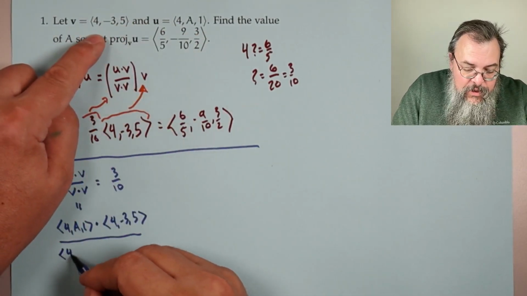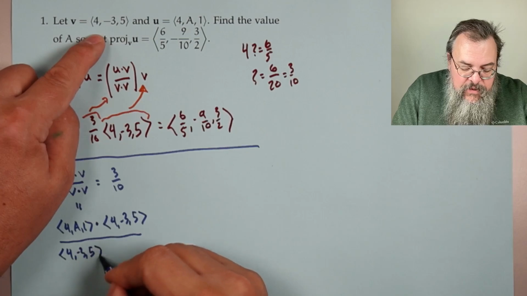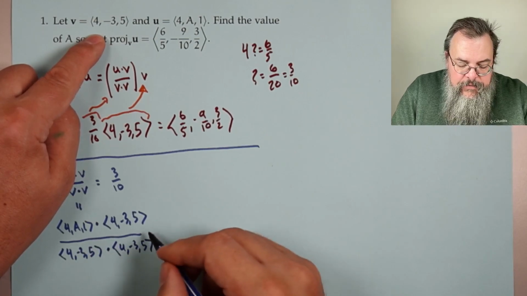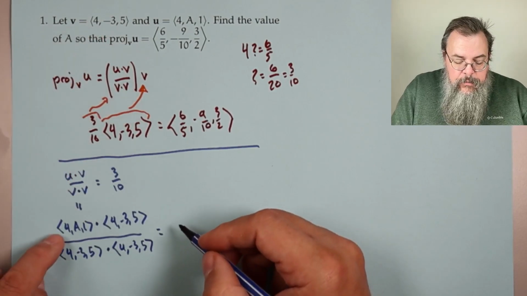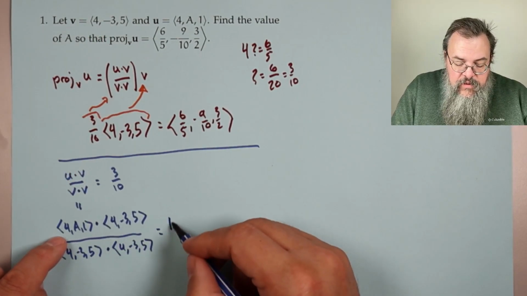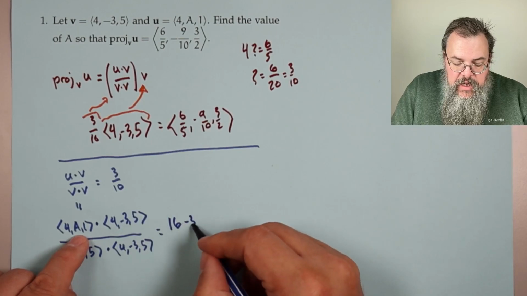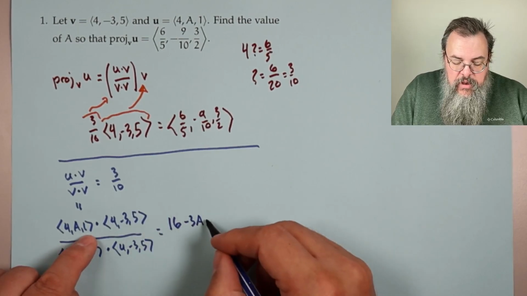So it's (4, -3, 5) and (4, -3, 5). Okay, so that would be 4 times 4, 16. And then minus 3a. And then plus 5.